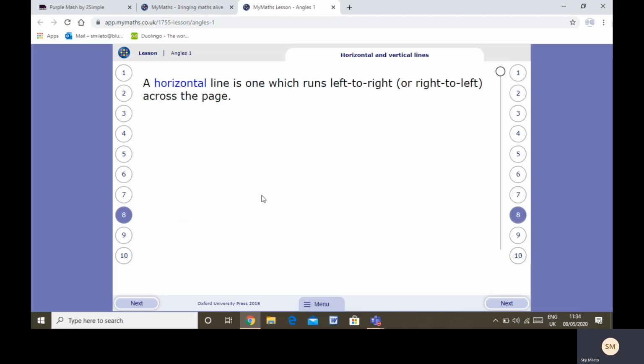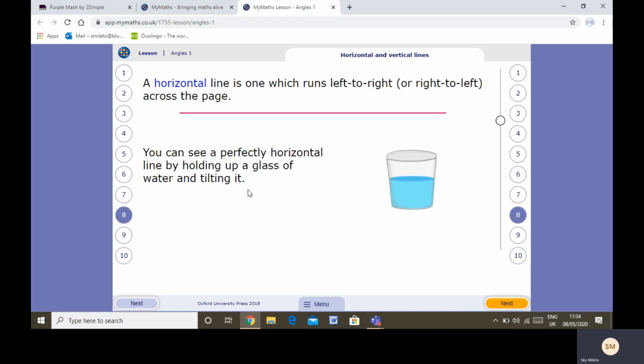So we're moving on to different types of lines. Now, as I said, the horizontal line is the one that runs from left to right across, for example, a page. A line that runs from left to right. So this would be a horizontal line.